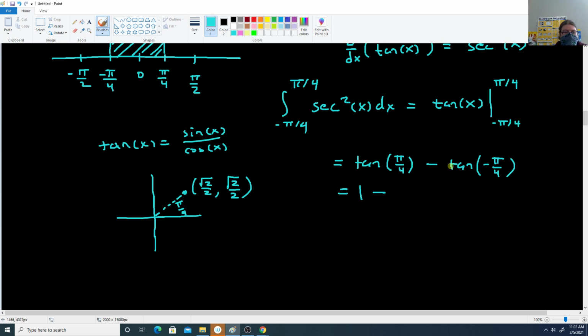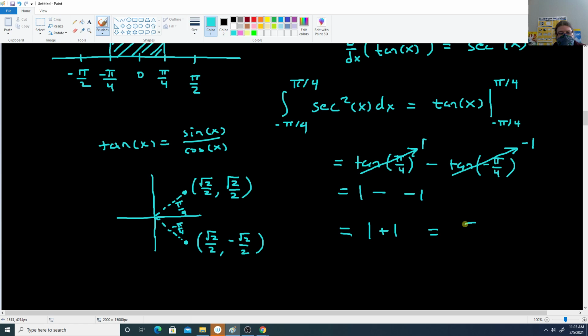And then we'll subtract from it tangent of negative pi over 4. Negative pi over 4 is what happens when you go pi over 4 down this direction. The x value is still positive square root of 2 over 2, but the y value will be negative square root of 2 over 2. So tangent is the y value divided by the x value, negative square root of 2 over 2 over positive square root of 2 over 2. So tangent of negative pi over 4 is negative 1. Basically this is positive 1, that will become negative 1. We get 1 minus a negative 1, which is 1 plus 1, which ultimately equals 2.